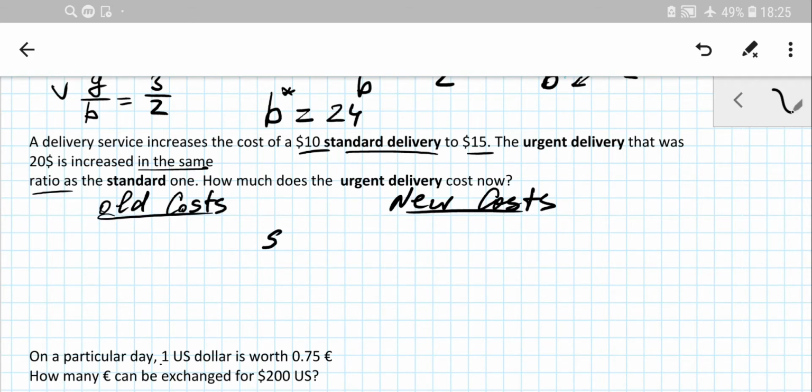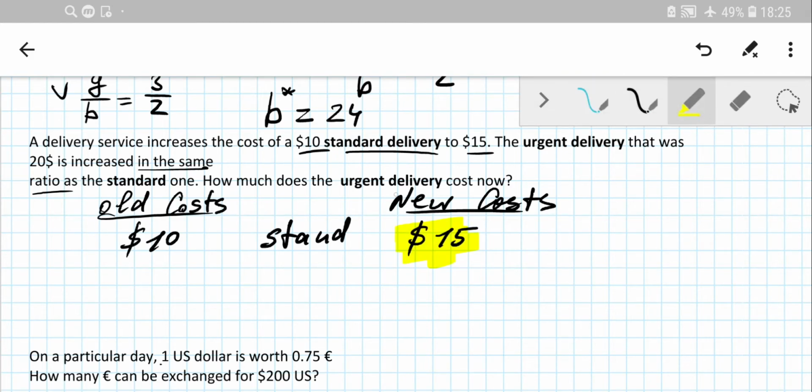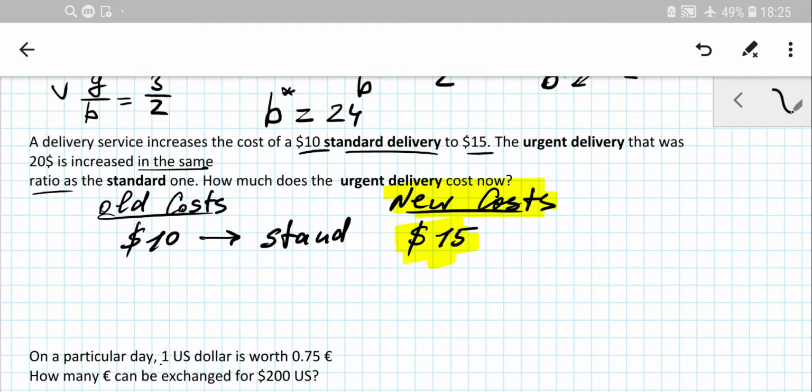That's standard delivery. That was $10 initially, now it's 15. I indicate new values with yellow highlighted color. So 10 for standard goes into 15. That means it's risen up. Okay, next, the urgent delivery.